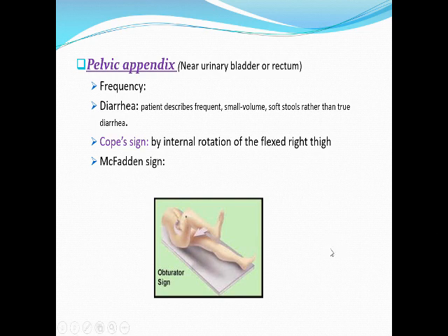Again, the clinical picture is big, but the classic signs are localized tenderness, localized rigidity, and rebound tenderness. We can add also Rovsing.